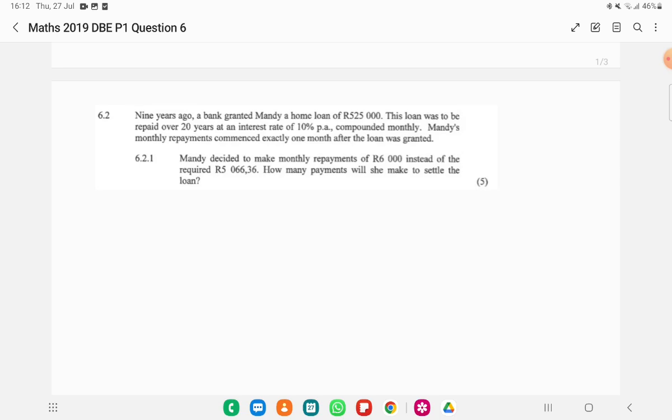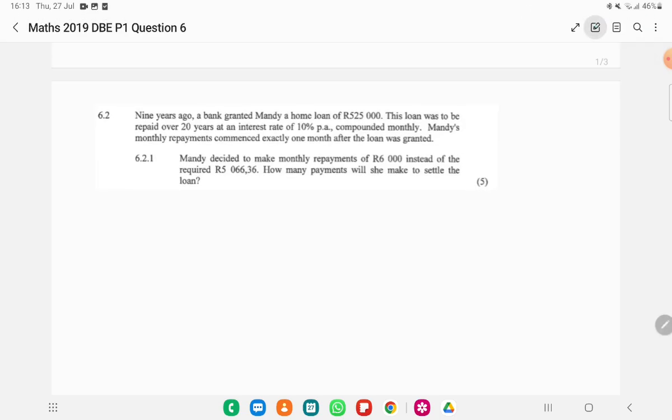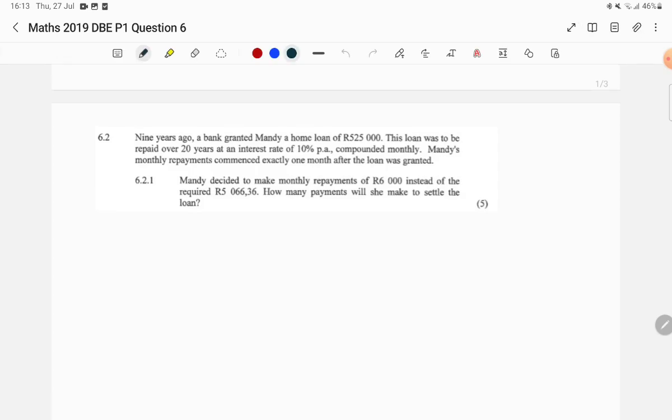So Mandy decided to make monthly payments of 6,000 rand instead of 5,066 and 36 cents. How many payments will she make to settle the loan? So firstly, let's write our present value formula from our data sheet.